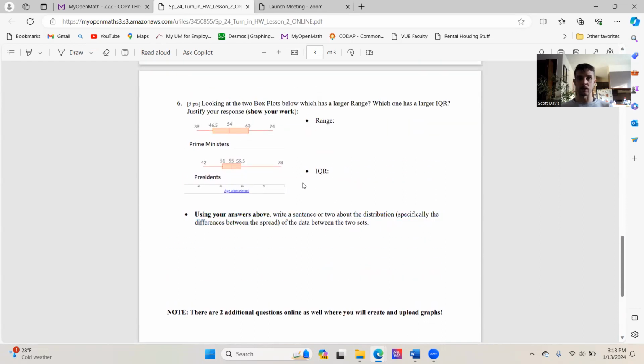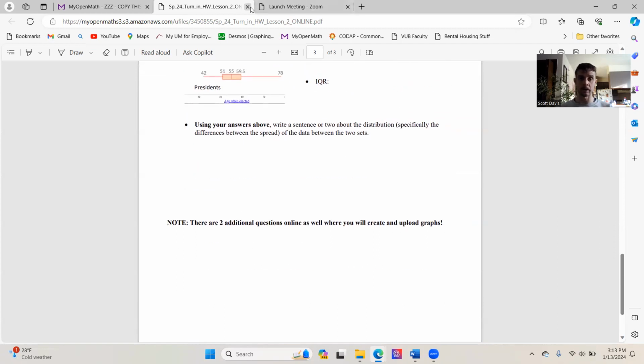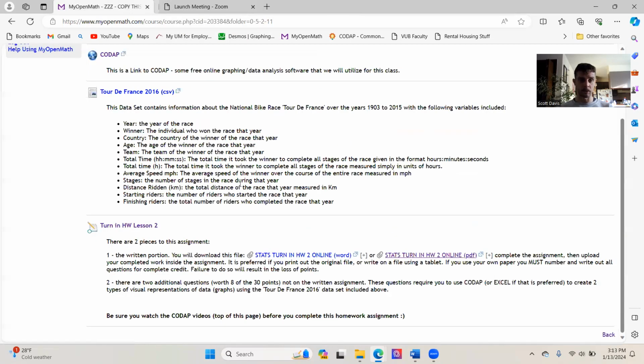So use the range and the IQR to talk about the spread of the data, right? These two graphs have some similarities and some differences, and they appear in the range and the IQR. What does that mean, and how can you see that in the graph? There are also 2 questions where you need to upload an image, so I'll go into that right now.